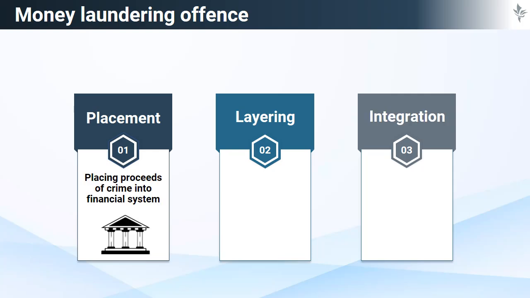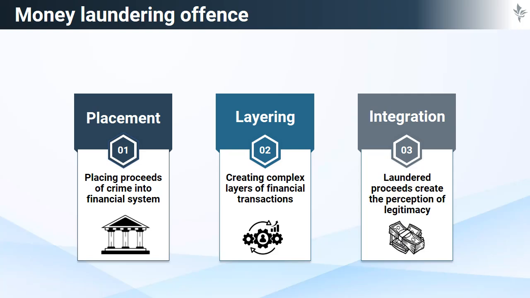Placement involves placing the proceeds of crime into the financial system. Layering involves converting the proceeds of crime into another form and creating complex layers of financial transactions to disguise the trail, the source, and the true ownership of funds. This stage may involve transactions such as the buying and selling of stocks, commodities, or property. The last stage, integration, is placing the laundered proceeds back into the economy to create the perception of legitimacy.